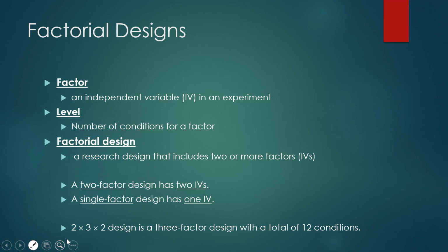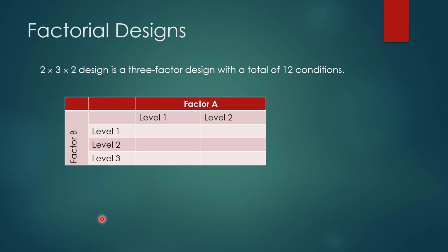So now let's look at this. If we had a 2 by 3 by 2 design, how many factors do we have here? It's a three-factor design. This is one factor, this is a second factor, and this is a third factor, with a total of 12 conditions. So this is one factor with two levels, this is a second factor with three levels, and this is a third factor with two levels. Let's see how that would look on this next slide.